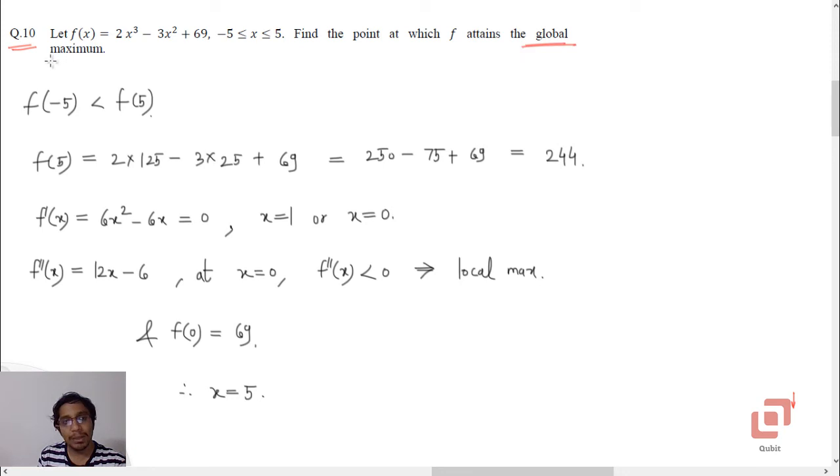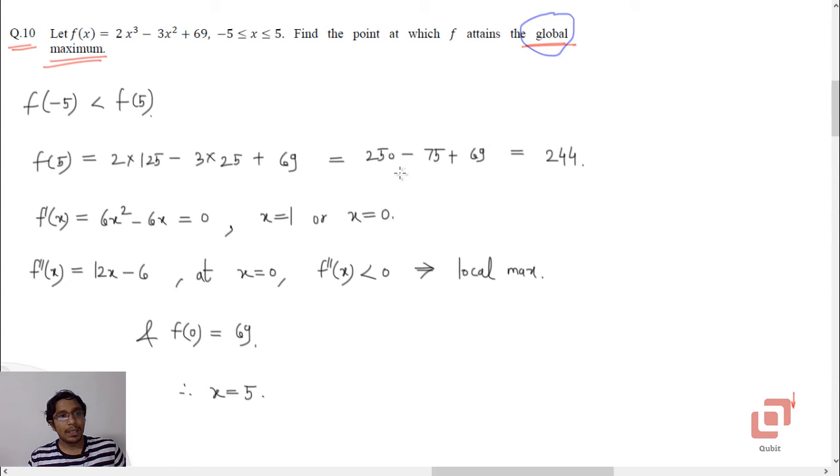Okay, so the global maximum means there exists no other value of x in the domain for which f of x is greater than that particular value. Okay, it can be equal to that, but it can definitely not be greater than that. That is why the name global maximum. Global means throughout its domain.